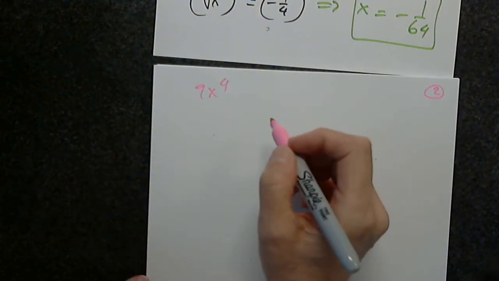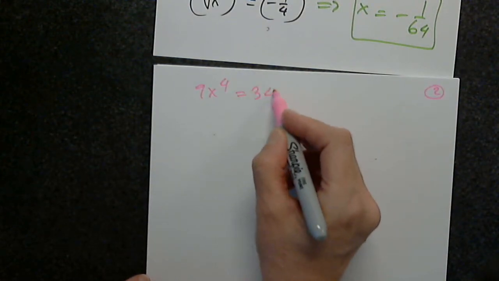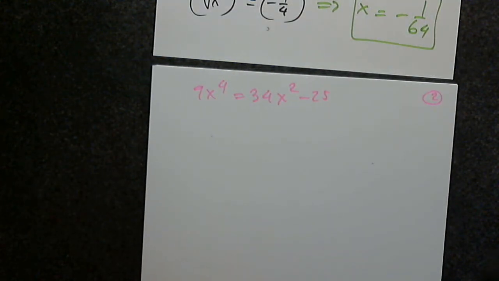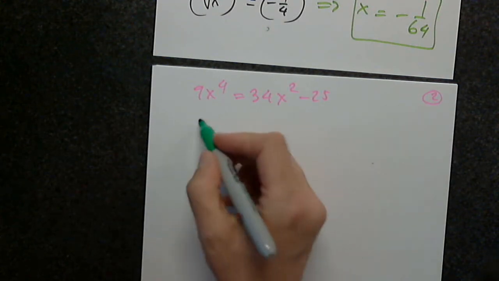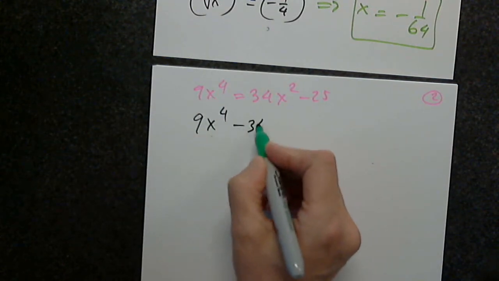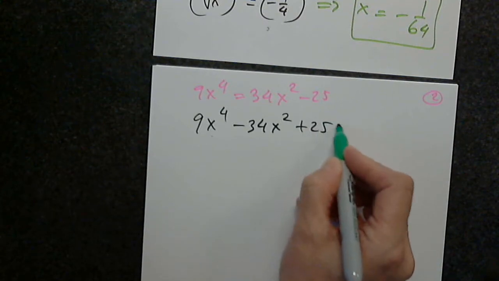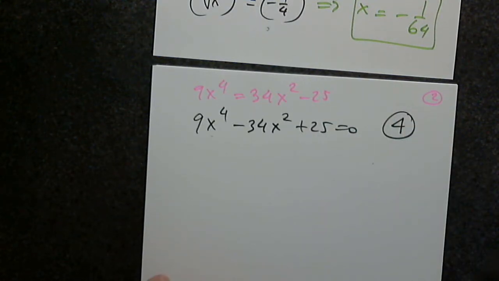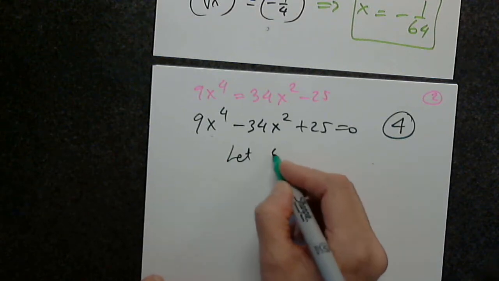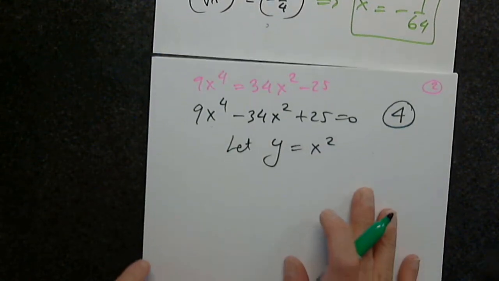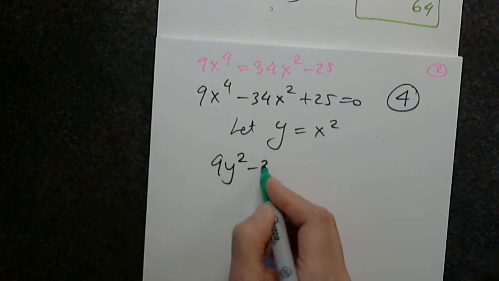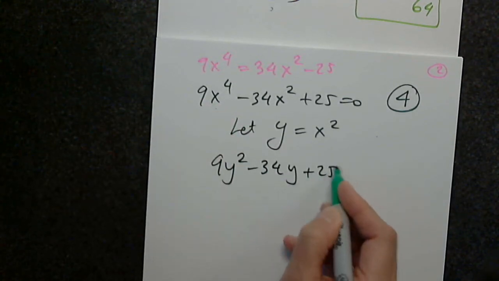9x to the fourth minus 34x squared plus 25. Good. So I think we should just start it and then you can finish it later. You know it's a polynomial of degree 4, and you have to have 4 solutions, right? So I'm going to say let y be x squared, because this is y squared. So then 9y squared minus 34y plus 25 equals 0.